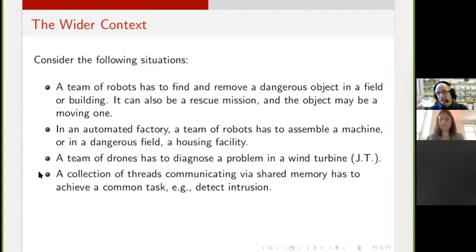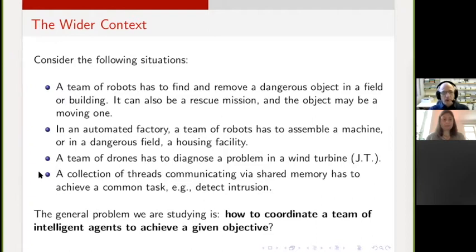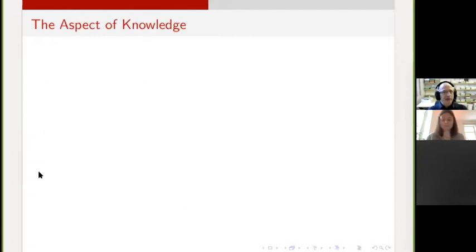Or for example, you can also apply the concept to concurrent programs where you have a set of concurrent threads that have to achieve something together. So most generally, the problem that we are studying is how to coordinate the actions of a team of intelligent agents so as to achieve some joint objective, some team mission, as some people would put it. And then what we are most interested in is the concept of knowledge in this context.